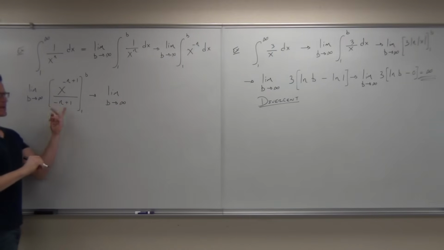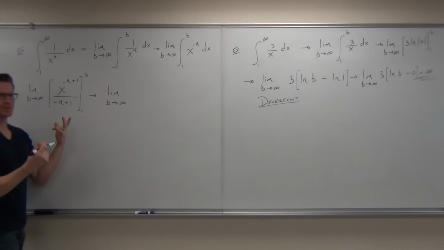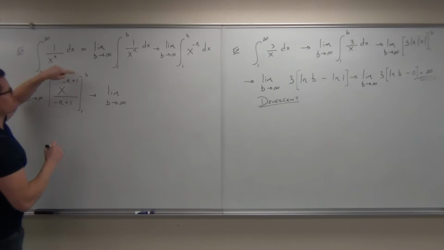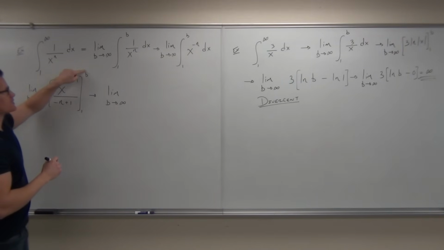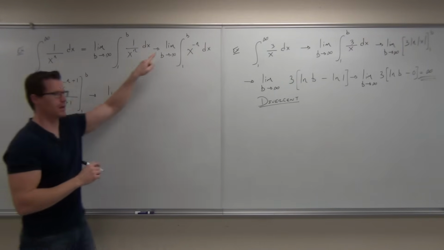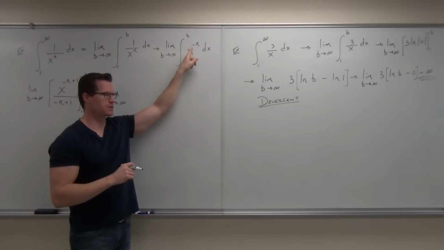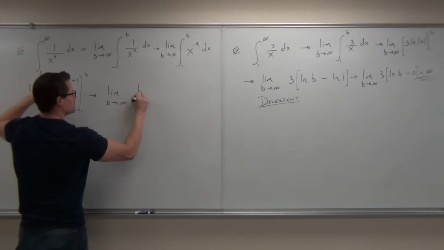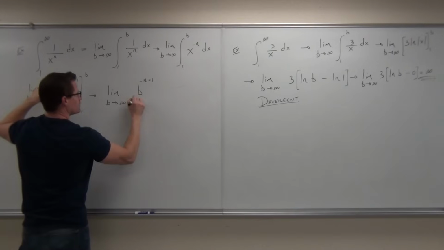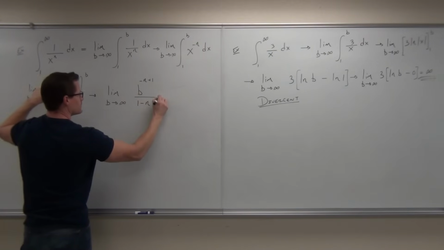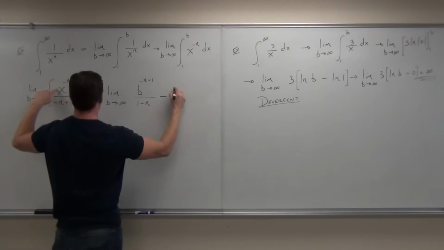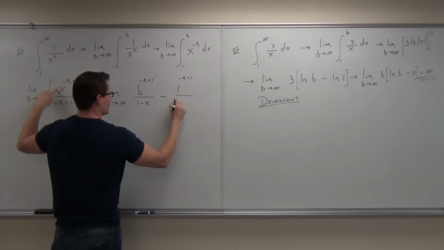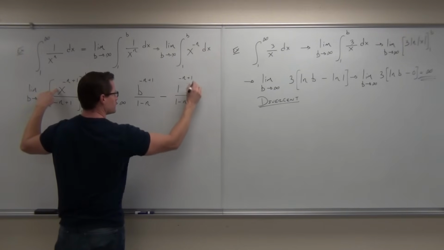Tell you what, I'm going to change this around because I like the look of 1 minus n better than negative n plus 1, just me. We're going to have, remember where the b goes. The b is going to go in terms of x, not n. N is going to be a constant, okay? So this would be b to the negative n plus 1 over 1 minus n, minus 1 to the negative n plus 1 over 1 minus n.